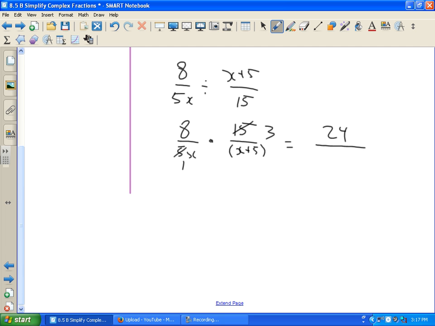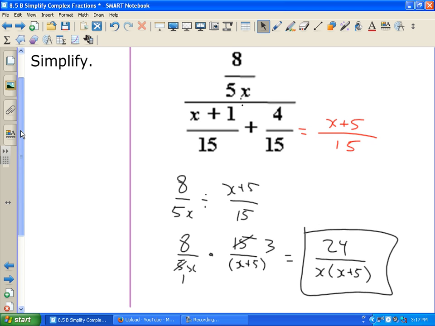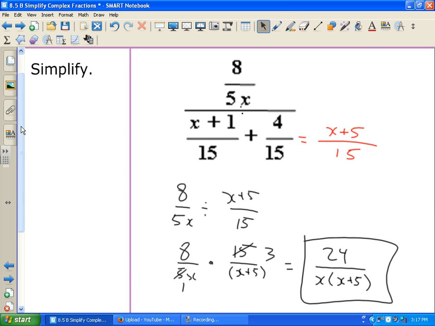On the bottom, I have x times x plus 5. So x times x plus 5. That was 1x. I don't write that. There we go. These are kind of straightforward, and they're supposed to be. Simplify the top, simplify the bottom, and divide.